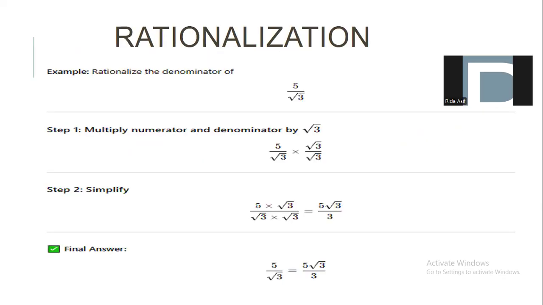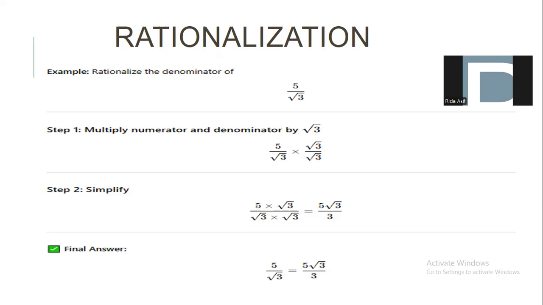Acha, how do we do the rationalization? What is the process? For example, students, rationalize the denominator of 5 over root 3. What do we have to do? Look at the denominator. We have root 3 in the denominator, right?